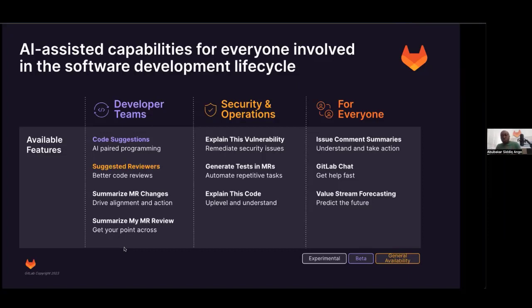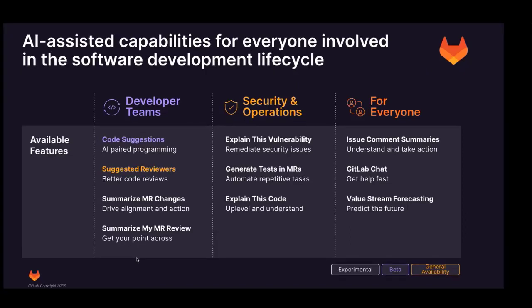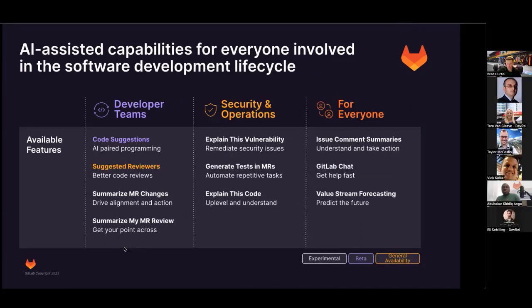From code suggestion, helping you to complete your functions or writing tests for you, to features like suggested reviewers that we already have in general availability. It uses AI to check your code anytime you've created a merge request, to suggest to you, based on the history of the file or the code owners configured and a couple of other factors it considers, the best people to review your code.